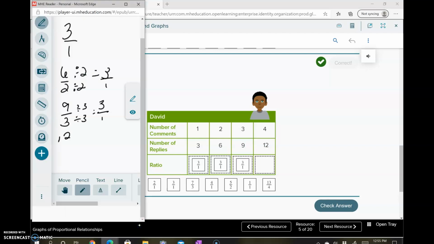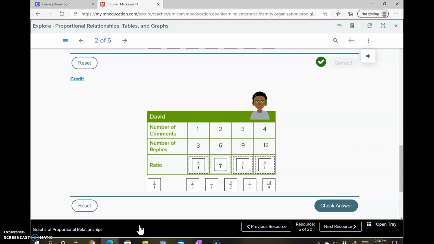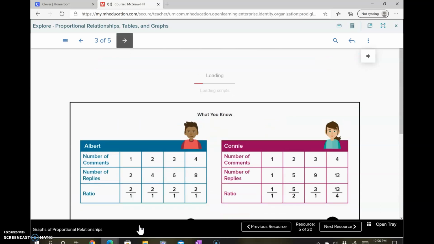And then we have 12 to 4. Let's try. So I can divide by my denominator, which is 4, to get that 4 to a 1. So 4 divided by 4, we know is 1. 12 divided by 4 is 3. So we're going to put our 3 to 1 there. Cool. We got all of those right. Let's go look at the next page.